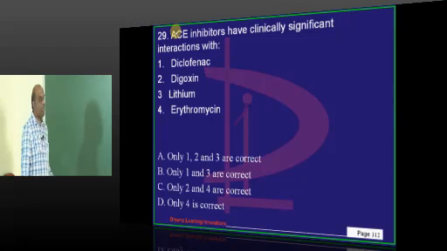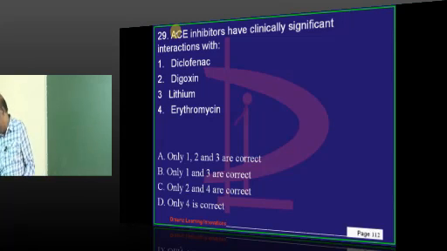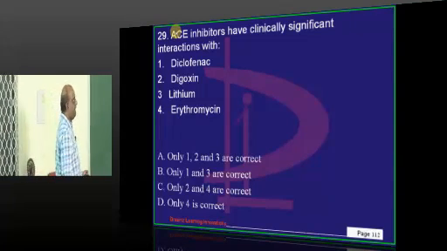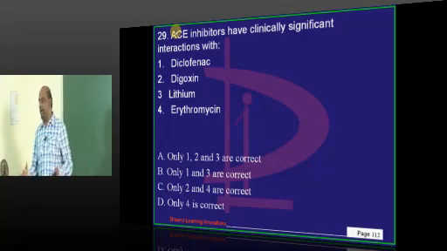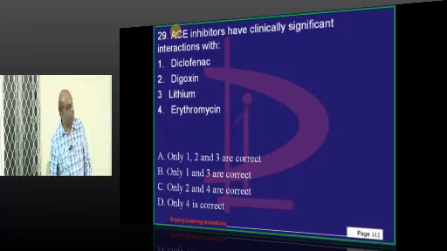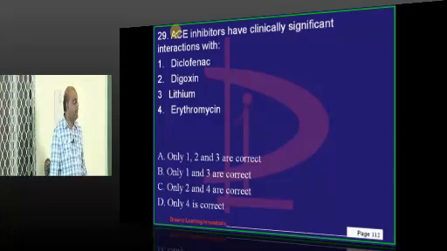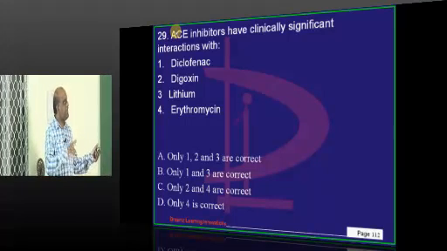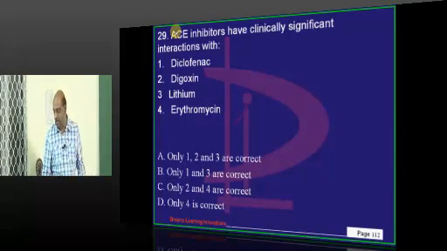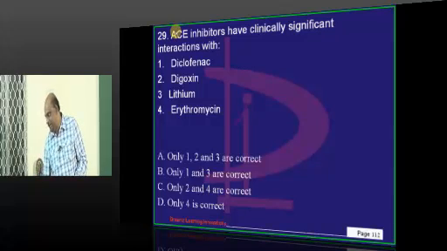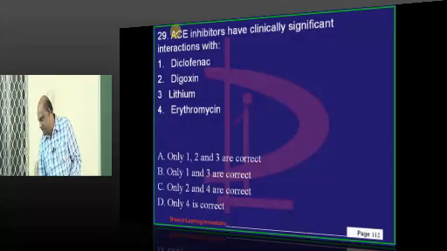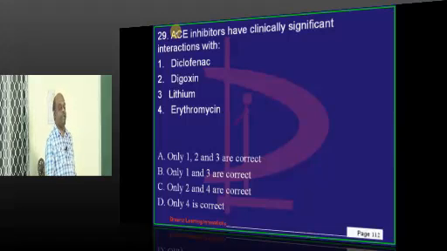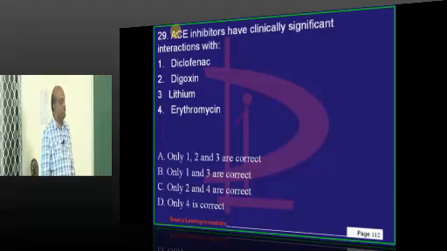Now, question number 29. ACE inhibitors, what are the important drug interactions you are not going to forget? Will it interact with digoxin, lithium, erythromycin or diclofenac? Some interactions are very well known interactions of ACE inhibitors. 29. What is your confident answer? Yes, I am waiting for your answer basically. Question number 29.